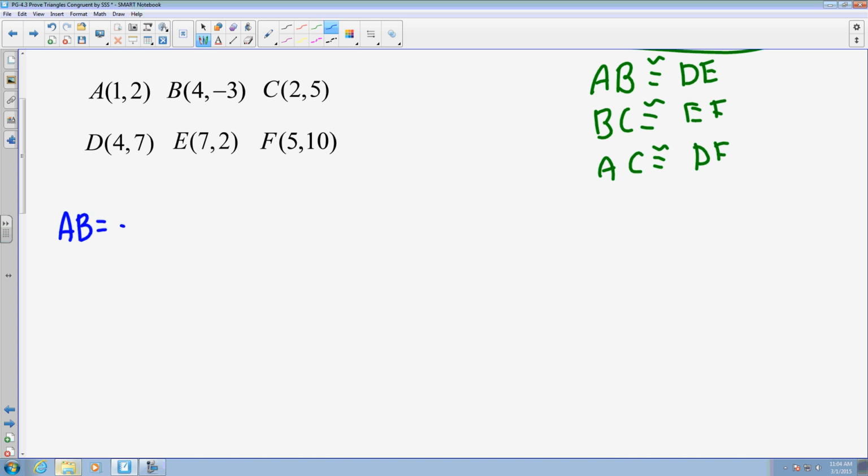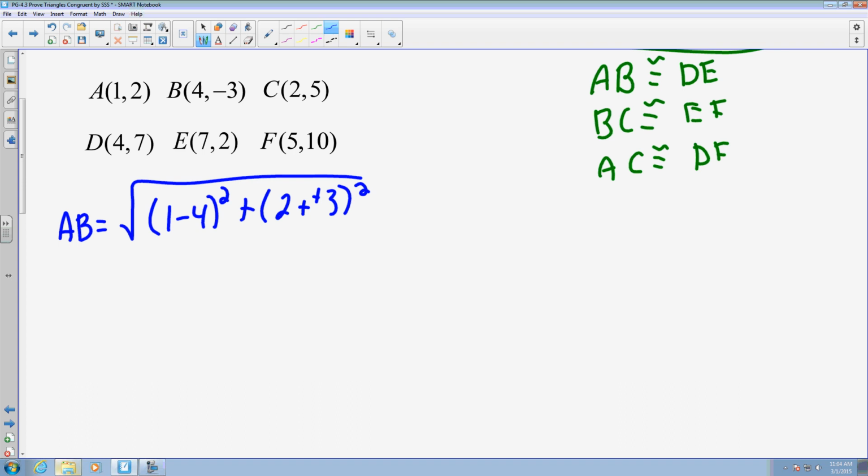So looking at AB, I'm going to use the distance formula. So it's going to be 1 minus 4 squared plus 2 minus a negative 3 squared. Let's cross the line, change the sign. 1 minus 4 gives me negative 3. Negative 3 squared is 9. Plus 2 plus 3 is 5. 5 squared is 25. So the sum of 9 and 25 gives me the square root of 34. Well, since 34 is not a perfect square, I'm just going to leave it at the square root of 34. Let's take a look at DE now.